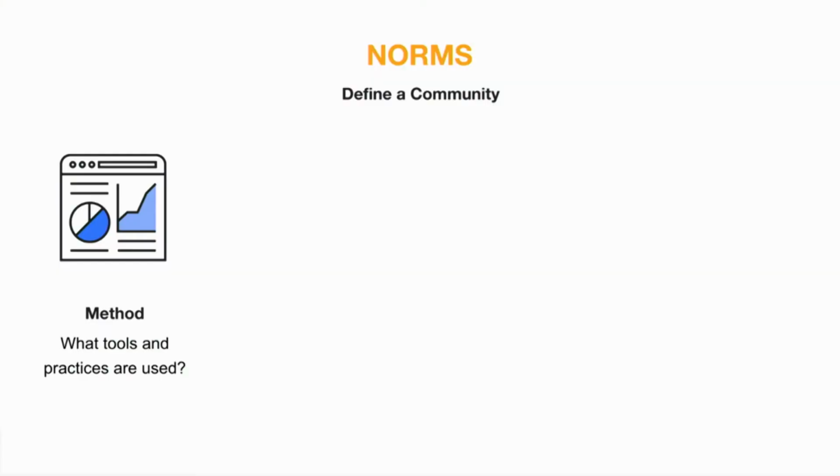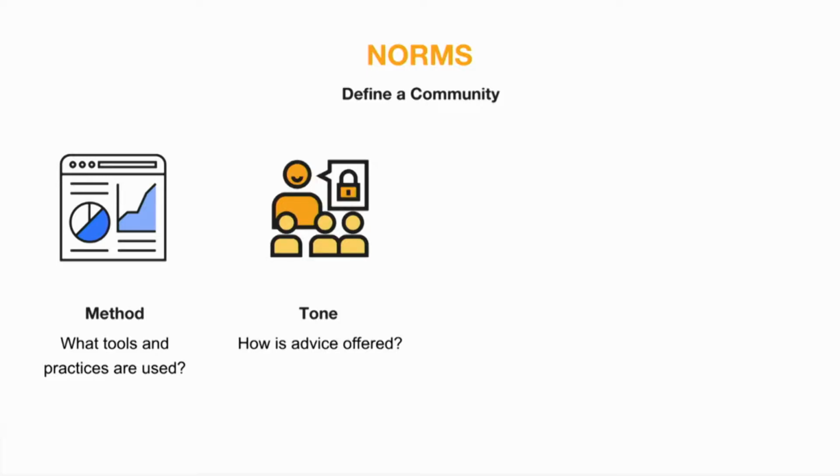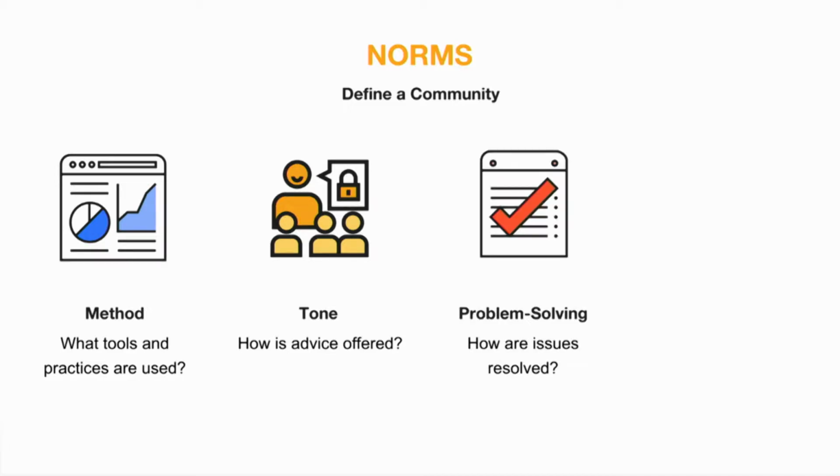So let's talk through different kinds of norms. There are so many ways that we interact with norms in a community, but we'll go through a few examples. One might be method. What tools and practices are used? Where are the bug reports filed? Where are the important discussions held? Right? This differs a lot from space to space. Tone. How do people offer advice or help? Is it sarcastic critique? Or is it patient and understanding? I mean, this defines a space, and this defines how we experience a space.